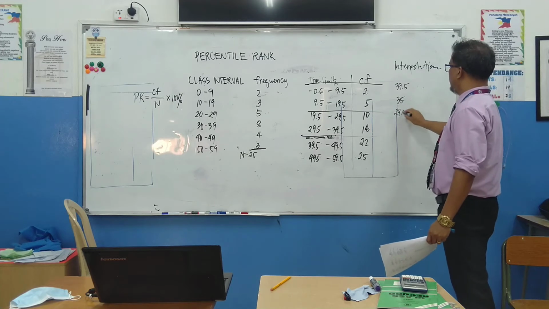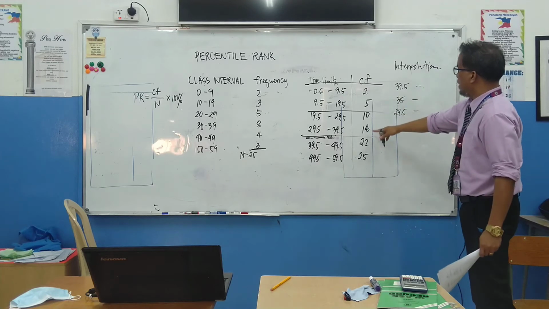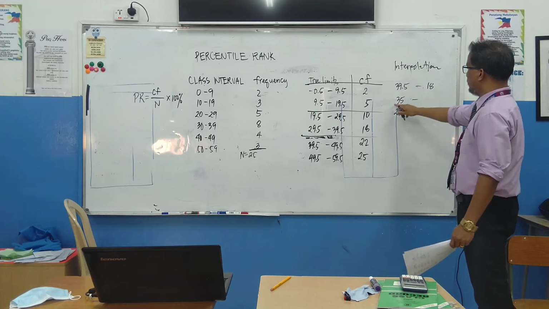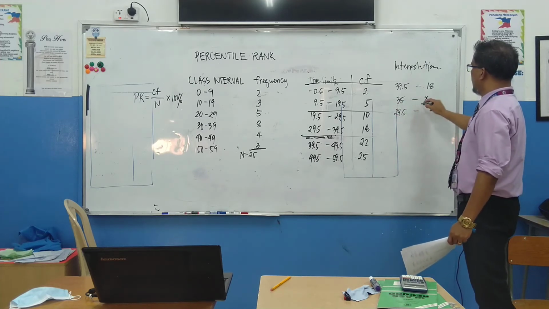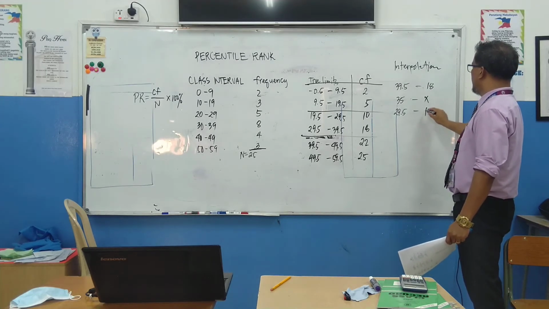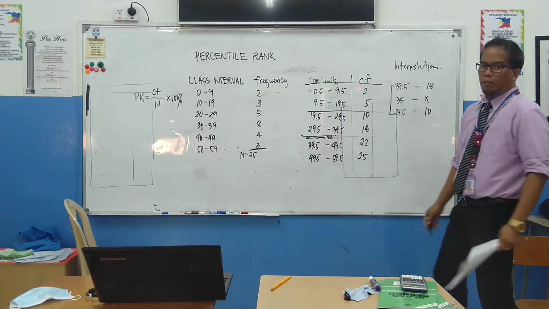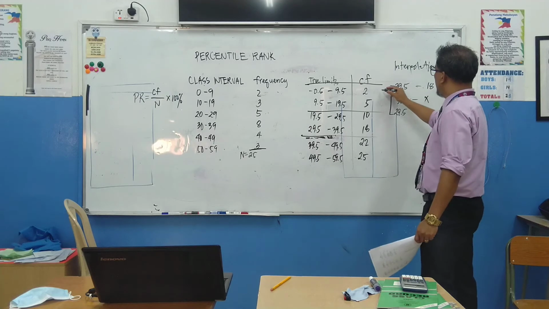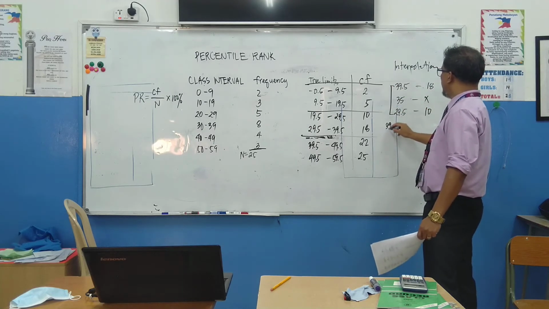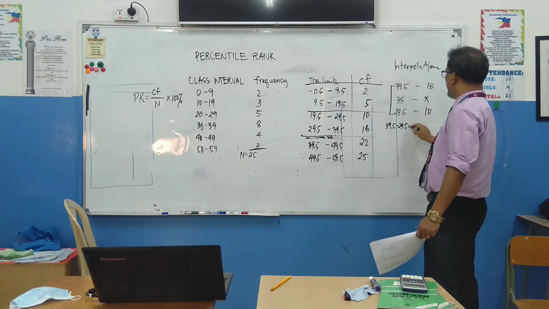Here is 29.5, and on the other side we have 18. We don't know the CF if the score of the student is 35, so let it be x. And here we have 10. We will subtract: 39.5 minus 29.5 is equal to 10.